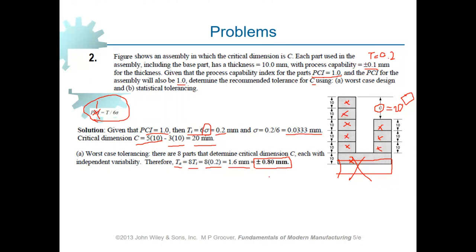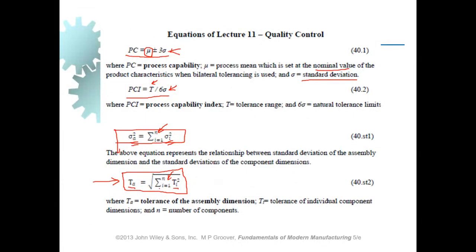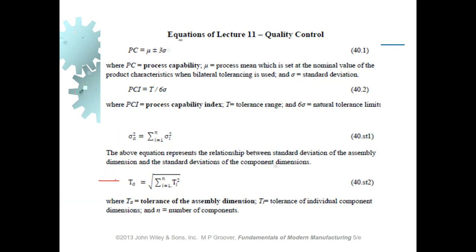So this is the traditional approach of determination of tolerance for the critical dimension, which is considering the worst case scenario. And in part B, we are asked to compute this on the basis of statistical tolerancing. What do we do? We've got to take a look at the equation sheet that we have, and take the equation for the tolerance from the equation sheet for statistical tolerancing. This one is from here. We know the value of Ti, which is 0.2. We know the value of N, which is 8 parts participating in this. Then it gives us the value of the tolerance of the assembly on the basis of the statistical approach. And that's what we will do.